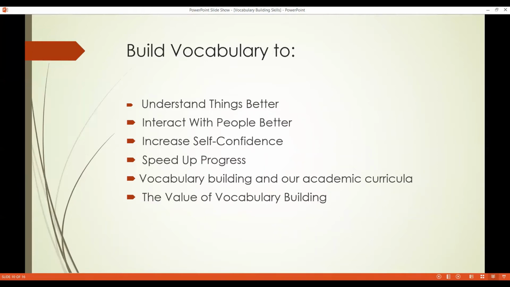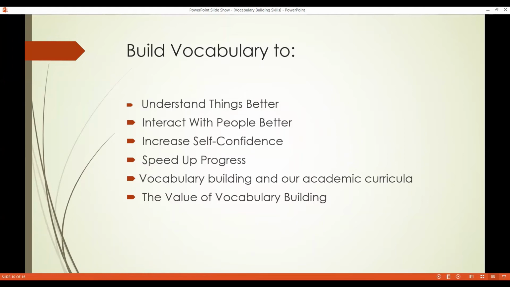And how we can build the vocabulary, and why in the first place we need to build the vocabulary. There are certain points that I have written on the slide. We need to understand things better. And as you all know, language is the key to learning.